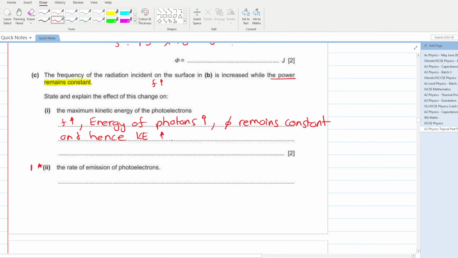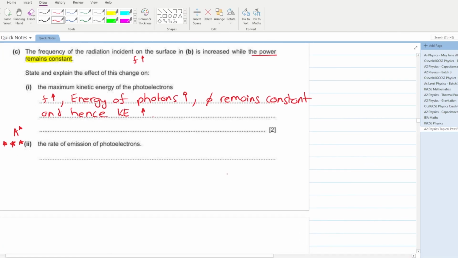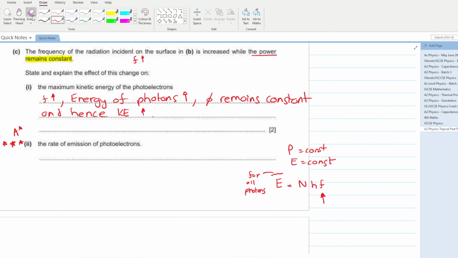Okay. What will happen to the rate of emission of photoelectrons? This is a very good question. Very, very good question. Only A star students will be able to do this. Okay, just pay attention. Your power is constant. That means your energy will be constant. This is the energy for all photons. What was the formula for energy of all photons? E is equal to capital N HF.